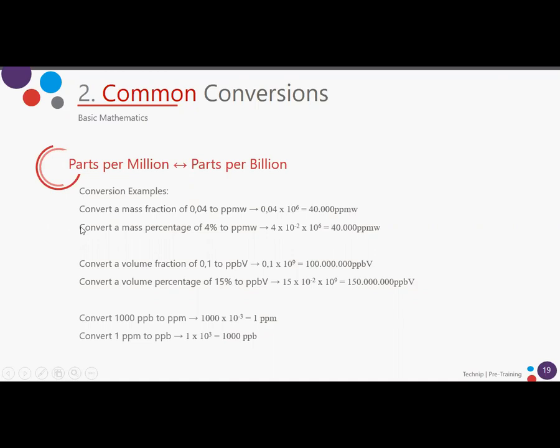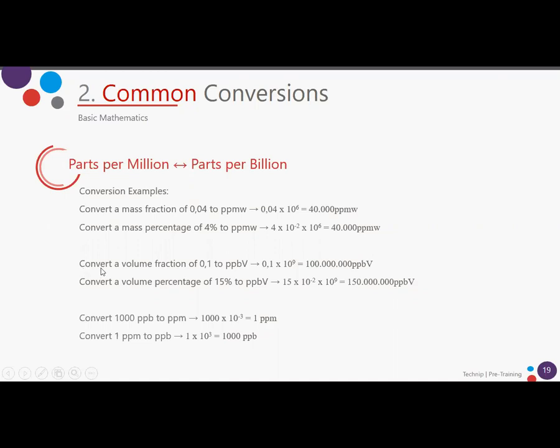The same as when I want to convert mass percentage of 4%, which at the end, 4% mass percentage and 0.04 mass fraction is the same, okay? So what do I have to do? I have my 4% and I want to have ppm weight. So I multiply 4 by 10 to the power of minus 2 because I have the percentage. And then again, I just multiply by 10 to the power of 6. Which, as we see, will bring us to the same solution of 40,000 ppm weight.